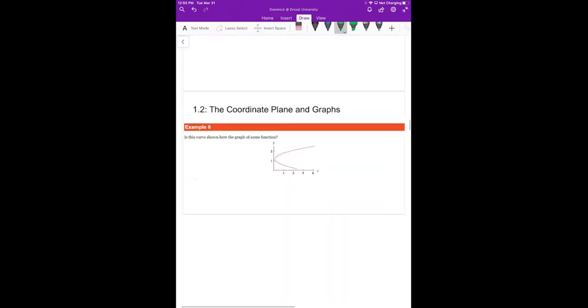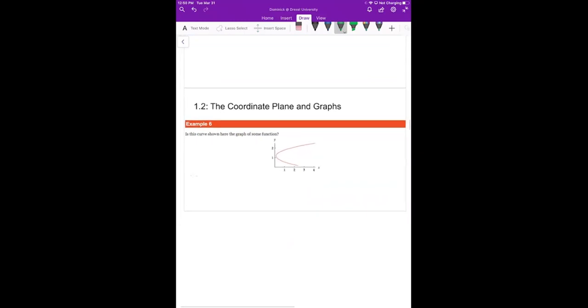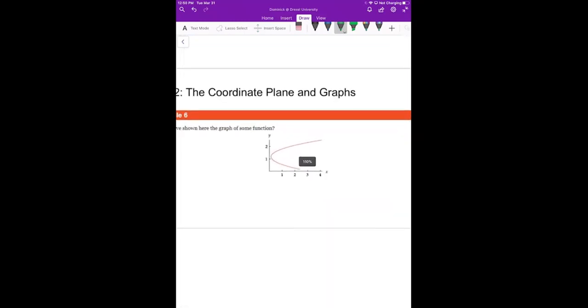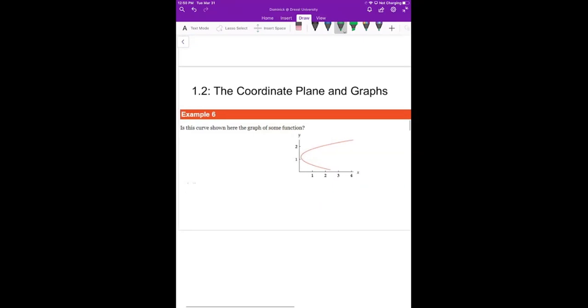Okay, now the last example here is an interesting question. They want to know, is this graph a function? Well, again, what does it mean to be a function? A function means that if we have an x value, you get exactly one y value.